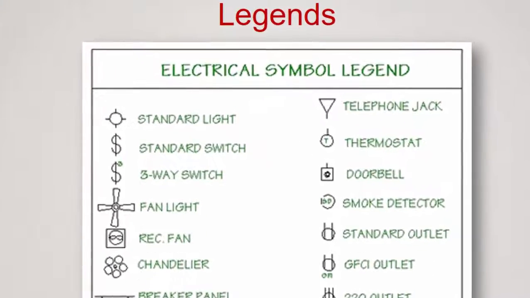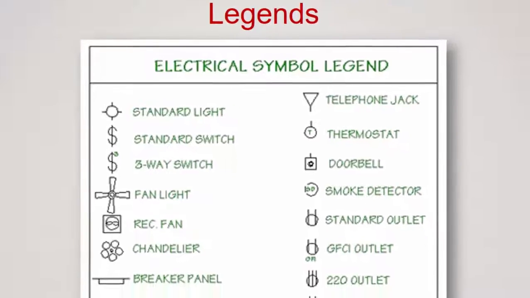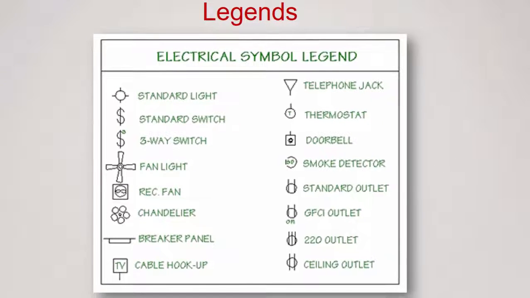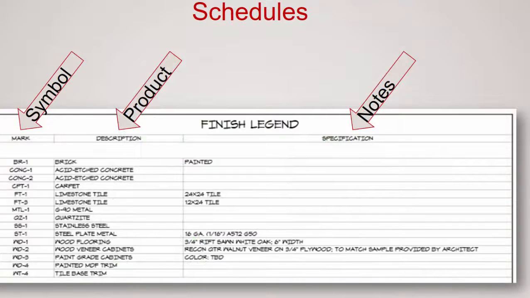Legends, such as the electrical symbol legend, much like the symbols we saw before. It's a list defining what each symbol and abbreviation means. Schedules, this is something new here. This dictates what materials are where. So for an example, the first one says symbol, it has a mark, and the mark on the plan might say BR1. The product is brick, and the specification, the note part, says that it's painted.